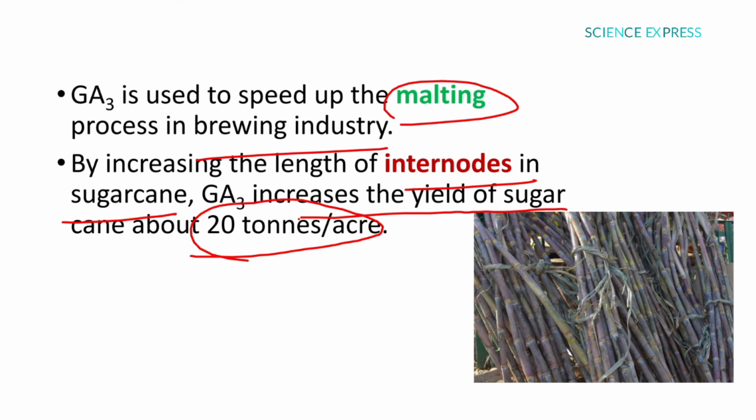Clear? Now gibberellin also promotes internode length in sugarcane. So this is a sugarcane and this is the distance between two nodes, called the internode, and after applying gibberellic acid, the internode portion is long.